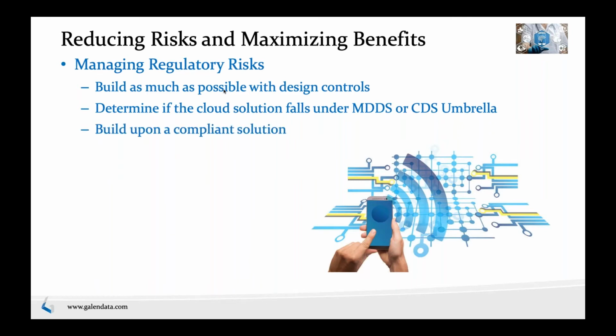And then the third option is to build upon something that's already compliant. So instead of building everything from scratch, start with something that's already built and already compliant. That at least gives you halfway or 75% of the way there for your solution to be completely compliant. So those are ways to manage some of these risks around regulatory issues.